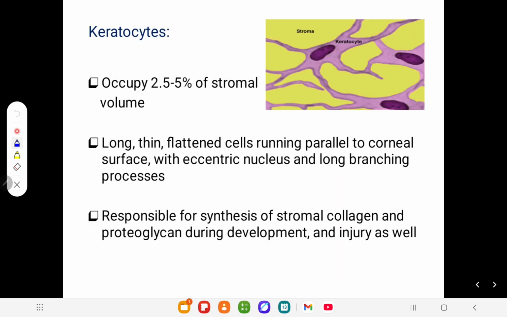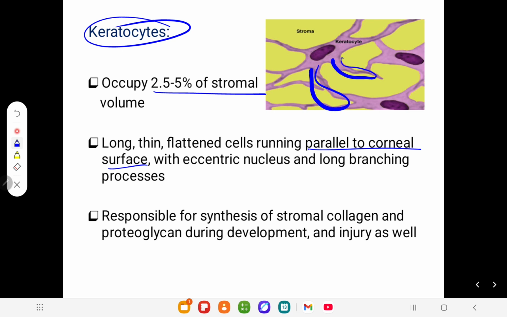I don't know. So keratocytes, the cells of the cornea, occupy 2.5 to 5% of stromal volume. Just remember, they are long, thin, flattened cells running parallel to the corneal surface, with an eccentric nucleus and long branching processes. These branching processes are very long. They are responsible for the synthesis of stromal collagen and proteoglycans during development and injury as well.